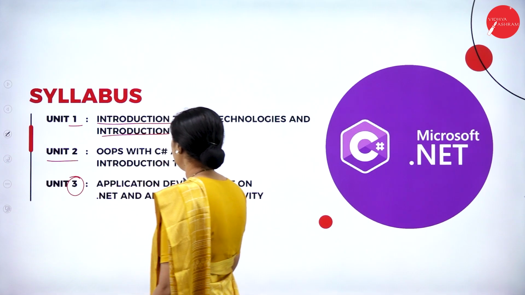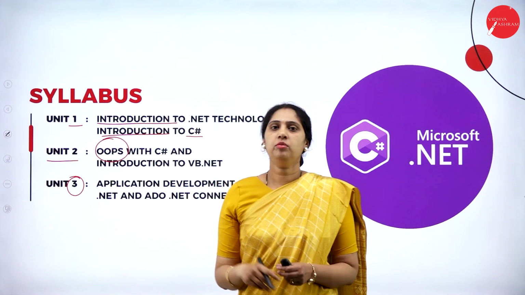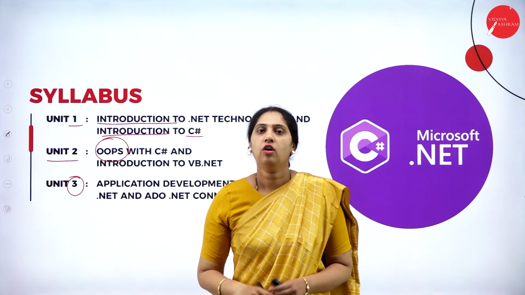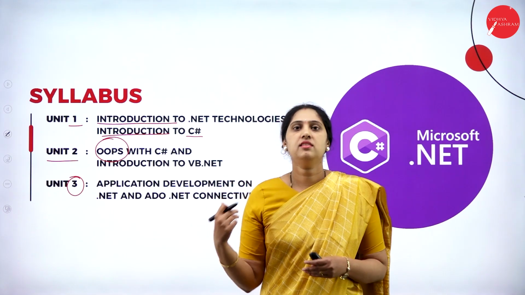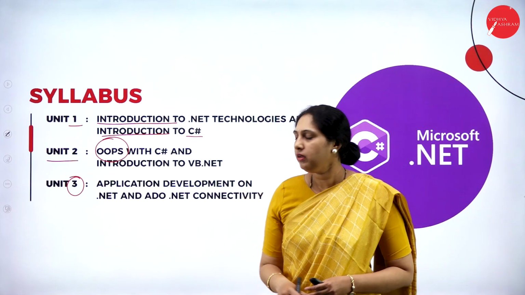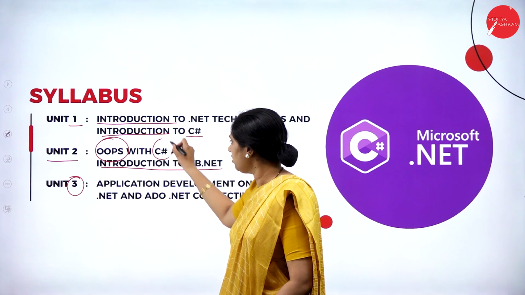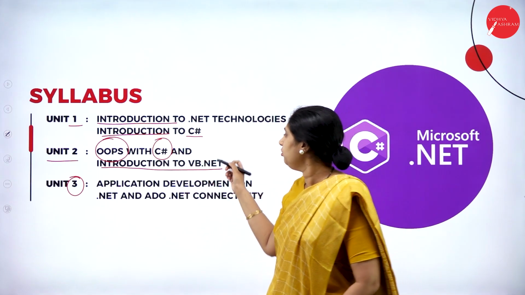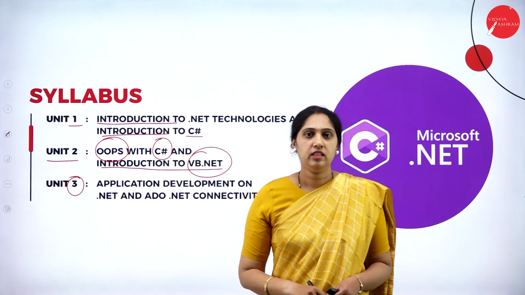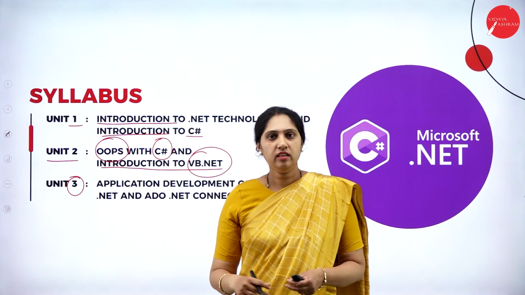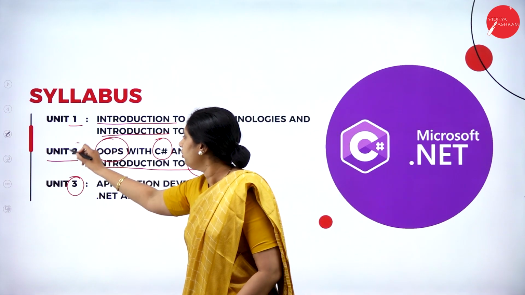In Unit 2, we have OOPs. What is the full form of OOPs? OOPs is object-oriented programming. What is an object? Why does this come into the picture in C#? Then we'll come to the introduction of VB.NET. We were talking about C# and now suddenly a new language has come into the picture. It's VB.NET. What is it? Again, it is a programming language. In where? That is all about Unit 2.